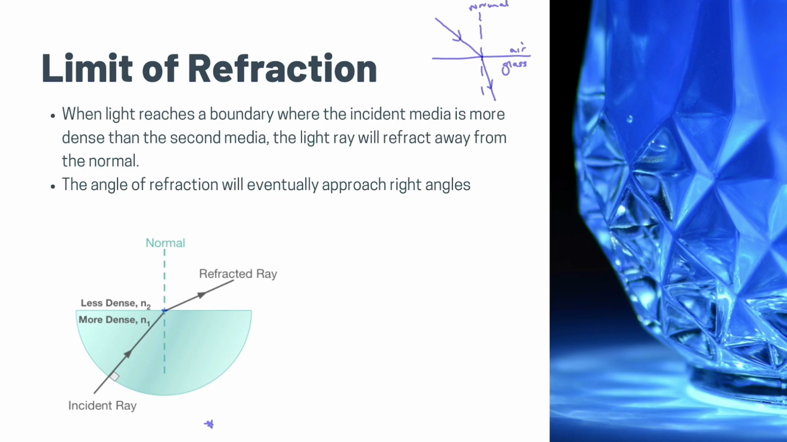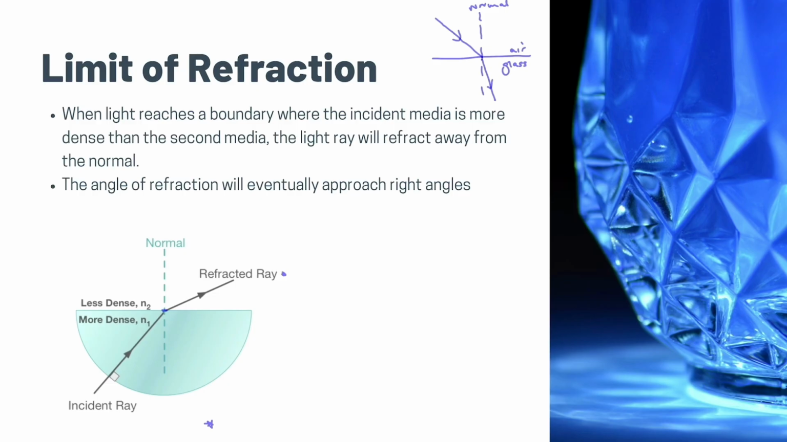And at this boundary here, that light ray speeds up. And by speeding up, it bends away from the normal. And you can see the refracted ray here has bent away from the normal. So that's what happens when light goes from a medium that's more dense into a second medium that is less dense. The light refracts away from the normal.